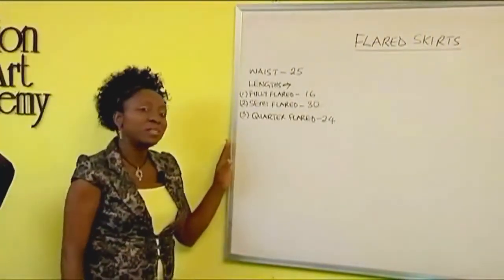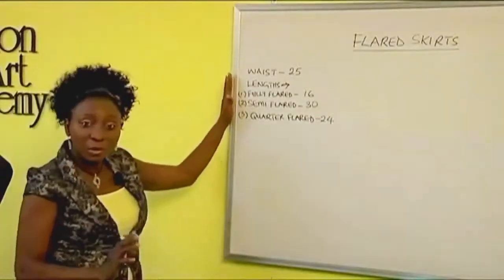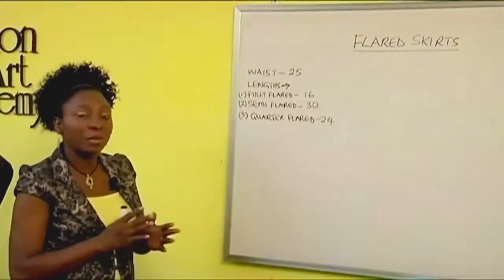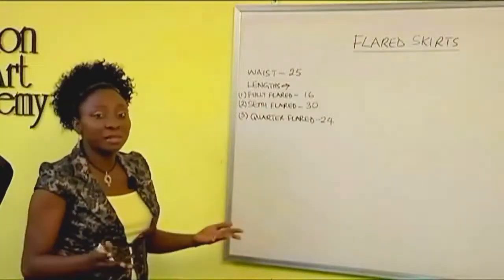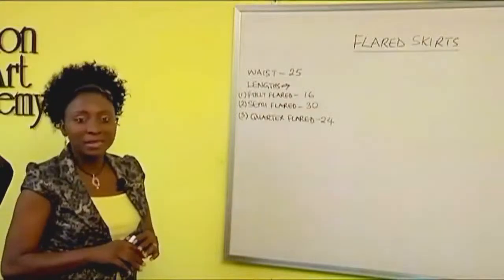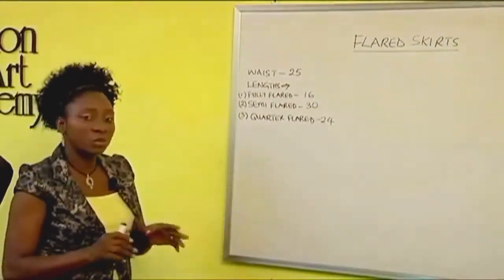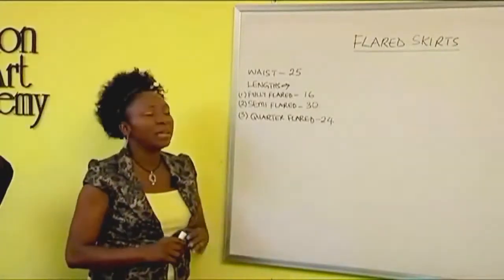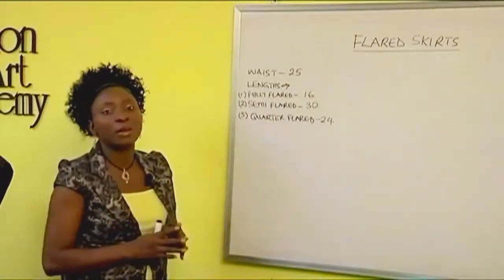These are the measurements we're going to use to make our skirts. We have the waist, which is a known measurement. Our waist is 25 inches. That's what we're going to be using to make the skirt. Now we have three different lengths here to practice with. We have our fully flared length, a mini length, which is 16 inches. Then we have the semi-flared length, which is going to be quite long. We're going to use 30 inches for that. Then we also have the quarter flared, which we're going to use as 24 inches. We have this varied length so that you can play around with it.